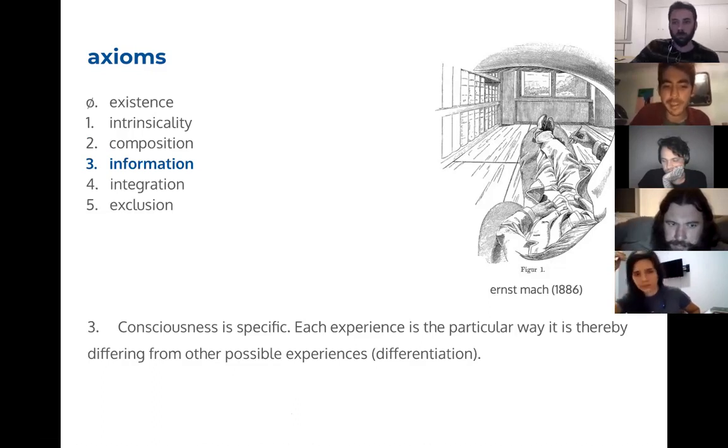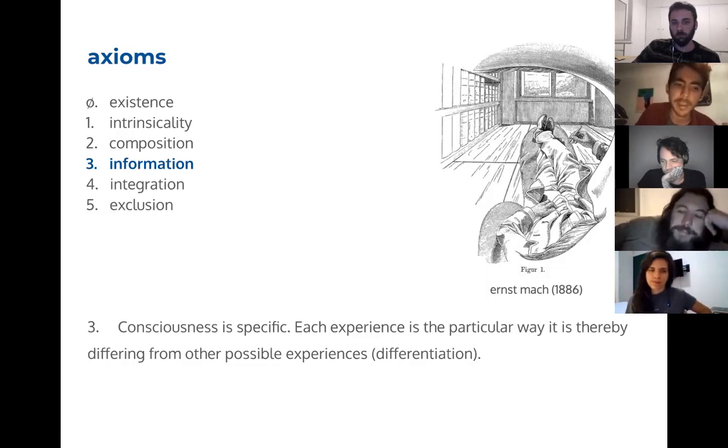So it specifies something, and by specifying something, by being a certain way, it differs from all the other ways it could be. In this sense, it's informative because it rules out other possible states, and it's only the way it is because it excludes other possibilities.